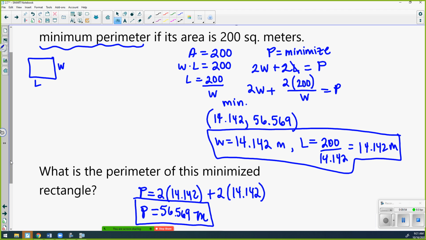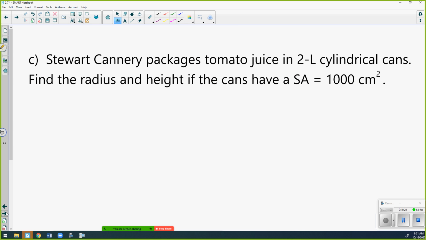Now, I just had an oh yeah, that's right moment right up here. This is going to be our minimum width, which minimizes, so to minimize the perimeter right here at 56.569 meters. So I guess I technically didn't need to do this, but oh well, it checks out. All right, then turn the page and let's talk about this can full of tomato juice.